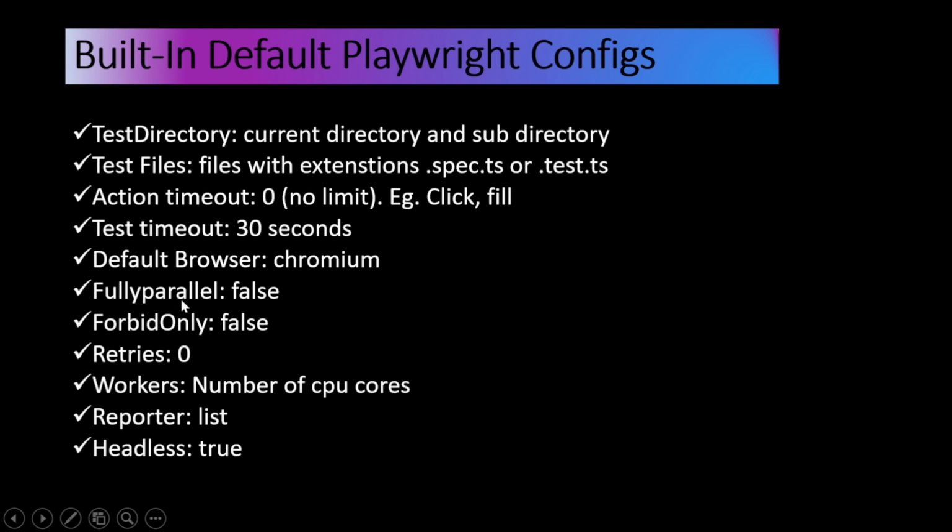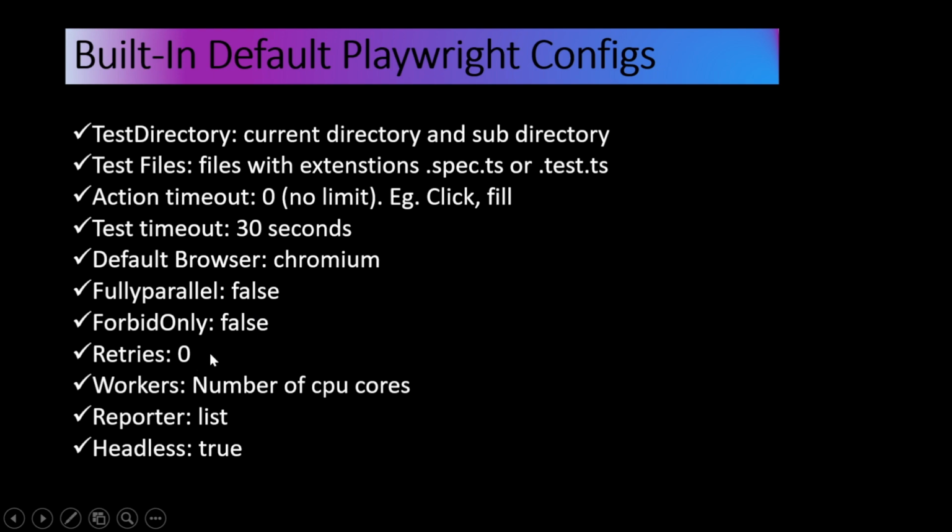Fully parallel is disabled by default, forbid only. So in Playwright, we have a feature that is test.only, by which we can run only those test cases which are annotated as test.only, meaning we can run the focus test case. So if we want to forbid only test cases, meaning if, for example, we have test.only in our suite and we don't want to run the entire suite, so at that point of time, we can configure this as true. We'll be talking about all these features later on.